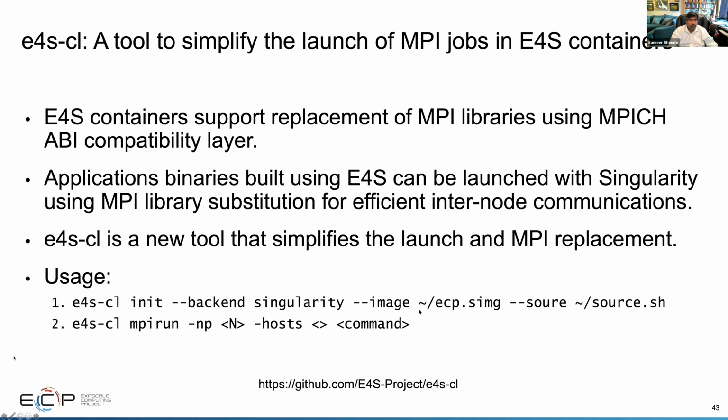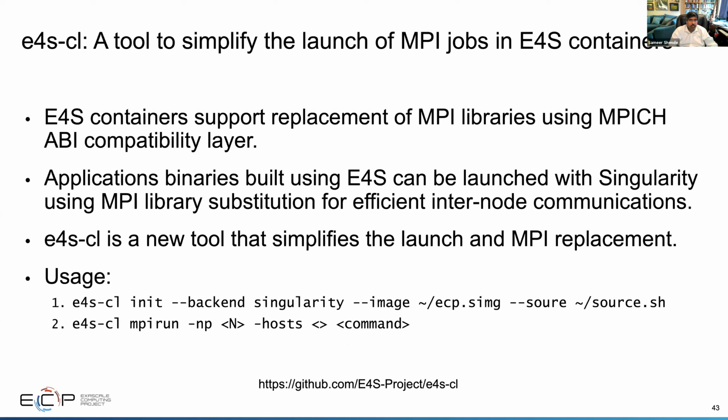You can specify the image as this SIMG image, and then source.sh or some original startup scripts where you can specify how you initialize Spack and which packages to load when you run the application. And then with that, you can just say E4SCL with the MPI run and then give the application, and it will do the substitution of MPI itself.